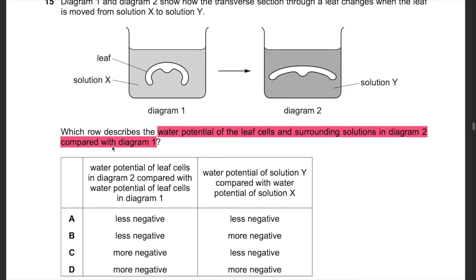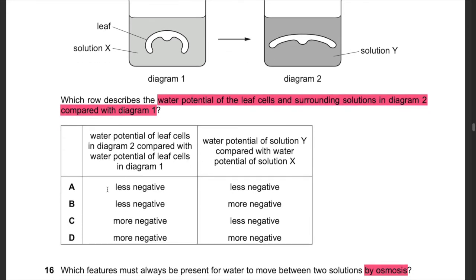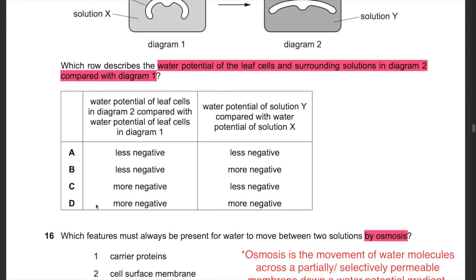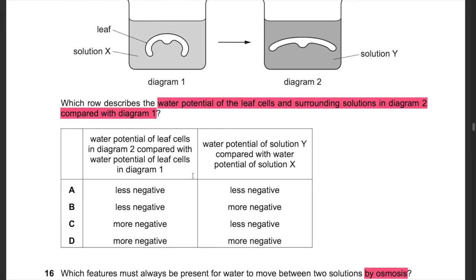Question 15. Diagram 1 and diagram 2 show how the transverse section through a leaf changes when the leaf is moved from solution X to solution Y. Which row describes the water potential of the leaf cells and surrounding solutions in diagram 2 compared with diagram 1? So they are asking about the water potential difference between diagram 1 and diagram 2 and between the solutions. So as you can see in diagram 2, the solution has to be less negative due to more higher water potential in the solution in diagram 2. Therefore, less negative is option A or C.